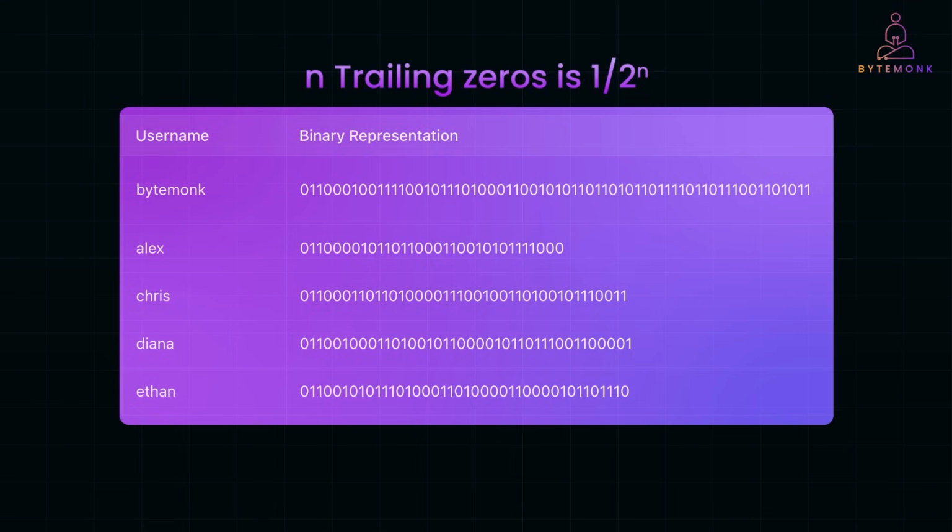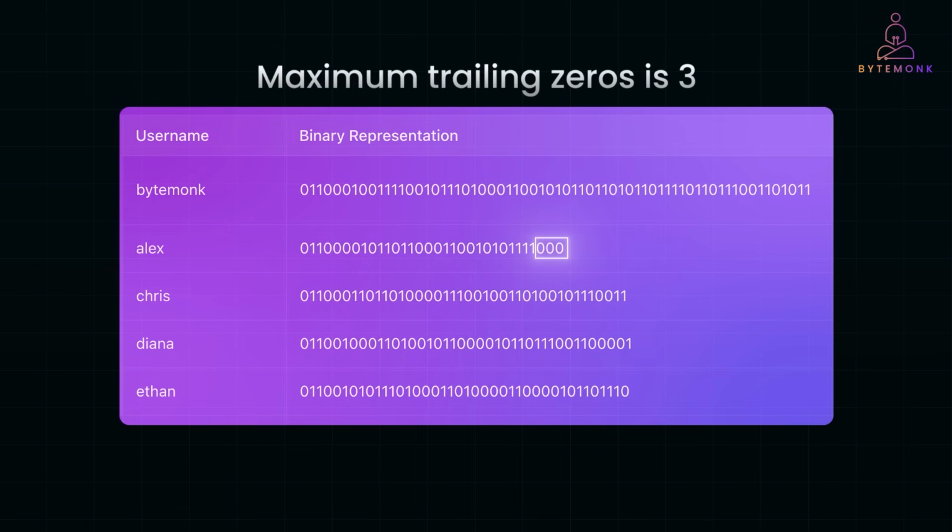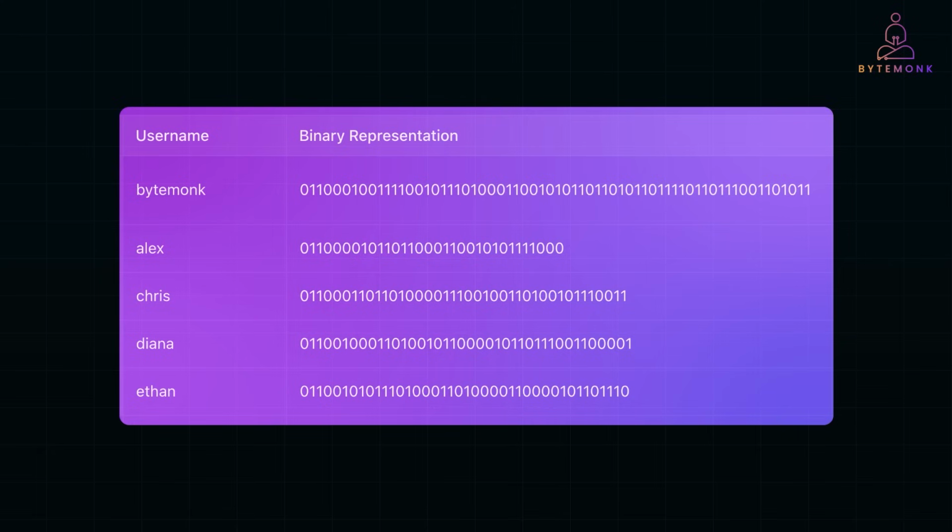And since the probability of encountering a number with n trailing zeros is 1 by 2 power n, it means that, on average, we need to scan through 2 power n unique numbers to find one with n trailing zeros. In our case, since maximum trailing zeros is 3, we estimate that we have likely processed around 2 power 3, which is 8 unique usernames.